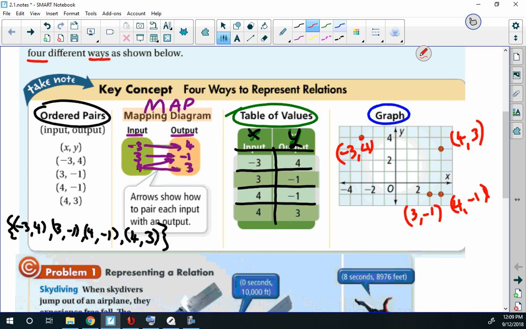So 4 ways to represent relations. Make sure that you could recreate all 3 of them given one of them. Because on the quiz tomorrow, I think you're going to have to do that. They might give you the graph and you would have to write out the other 3. They might give you the table and you might have to make a map or list out the ordered pairs or list out the graph. Okay.